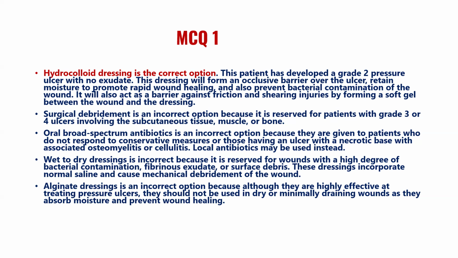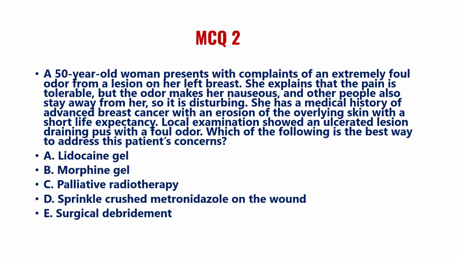Wet to dry dressings, incorrect because it's reserved for wounds with a high degree of bacterial contamination. Alginate dressing is an incorrect option because, although they are highly effective at treating pressure ulcers, they should not be used in dry or minimally draining wounds, as they absorb moisture and prevent wound healing. I think this multiple choice question kind of wrapped the whole topic.